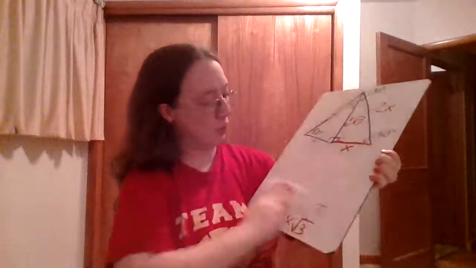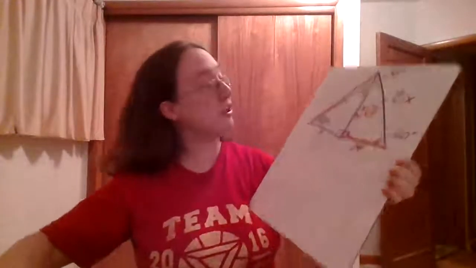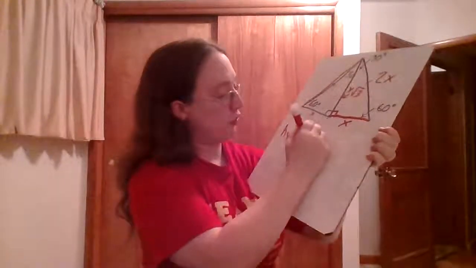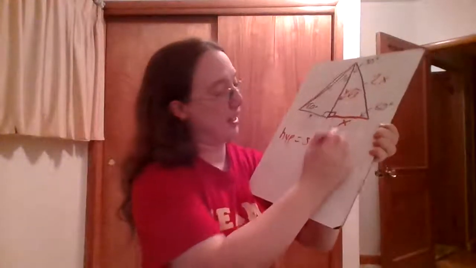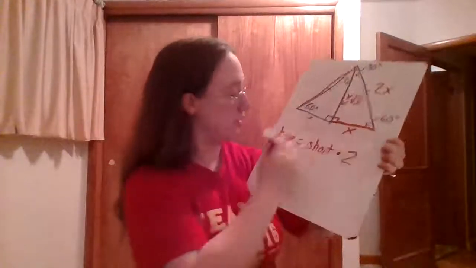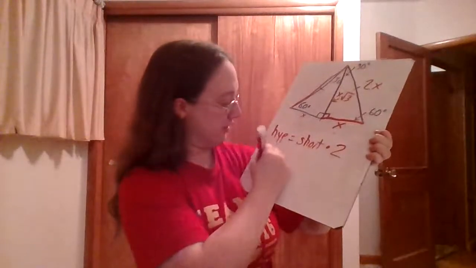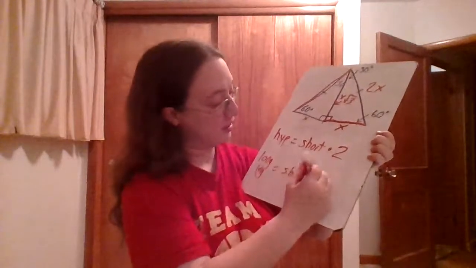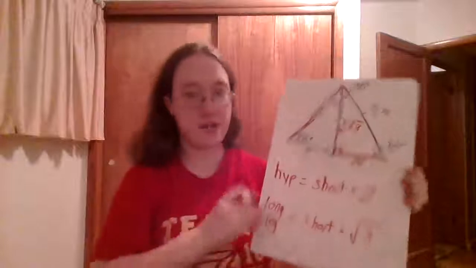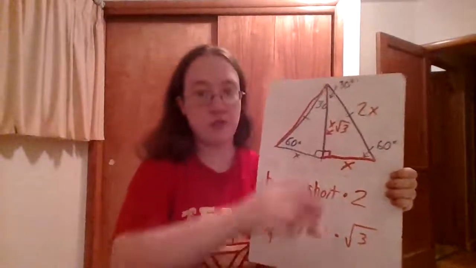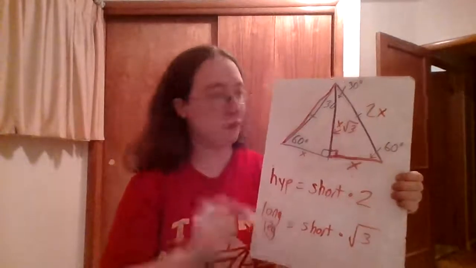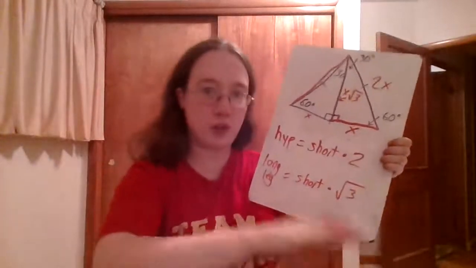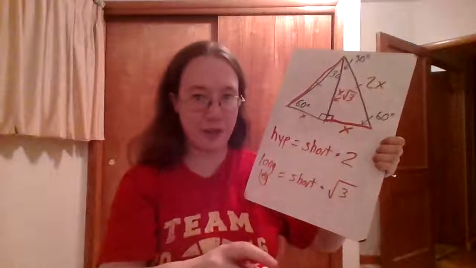If you're a words person, your hypotenuse equals your shorter side, your shorter leg, times 2. Your longer leg is your shorter leg, times the square root of 3. So if you like pictures, jot that down. If you like words, jot that down. I would jot down one or the other. And really the big thing with this is not getting it mixed around with the 45, 45, 90 triangles that we were just dealing with.